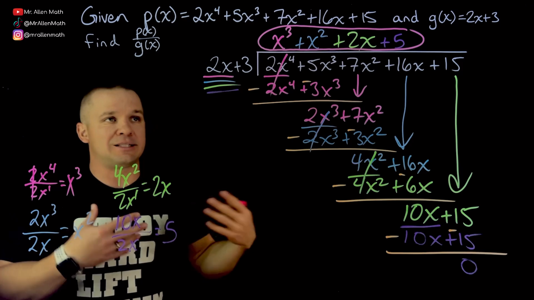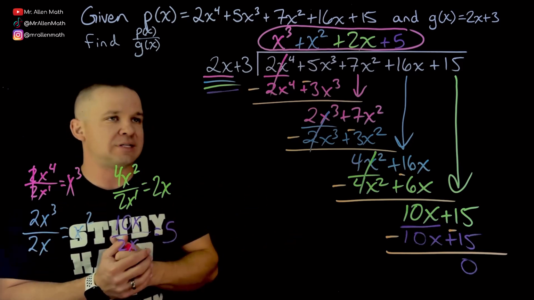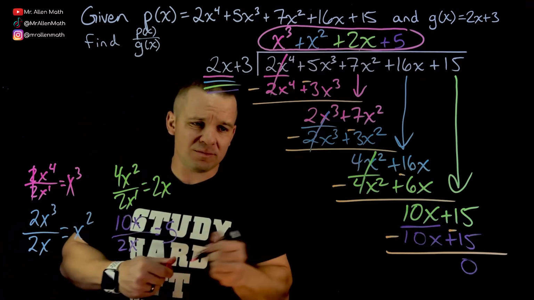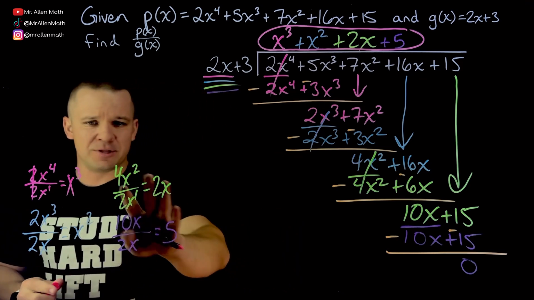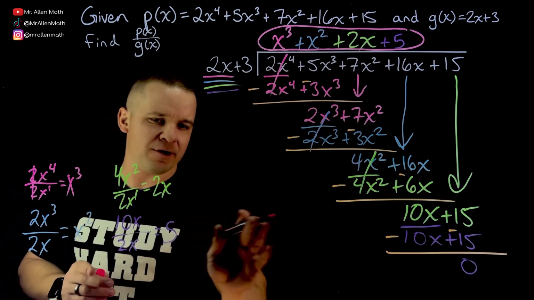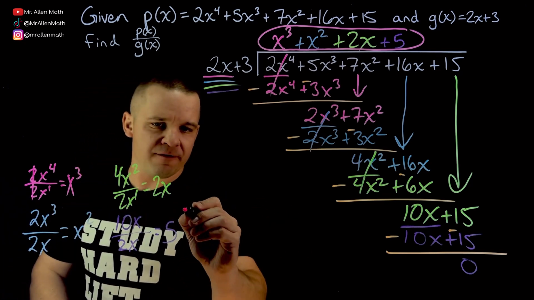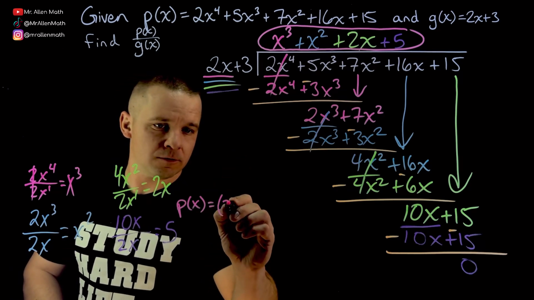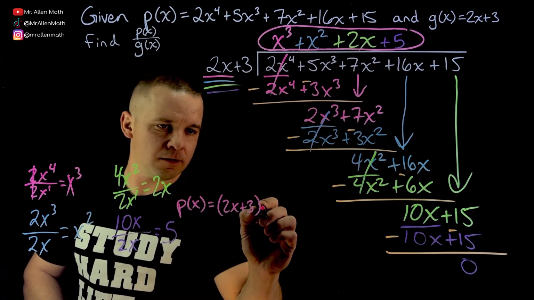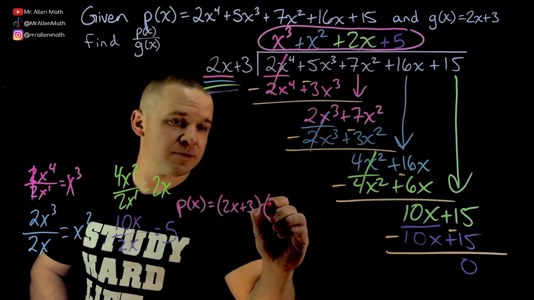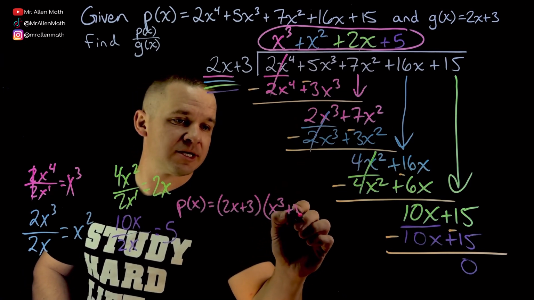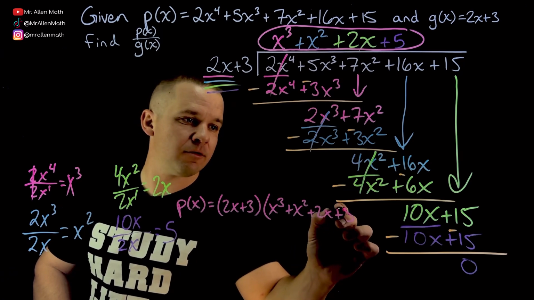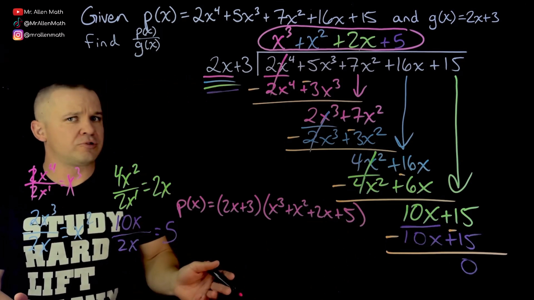But I do want to talk about a few other things here with this problem that could be asked on, say, like a test or a quiz or whatever, because we ask different style questions, right? So here's one. If I wrote this, P of x equals 2x plus 3 times x cubed plus x squared plus 2x plus 5. Is that a true statement?